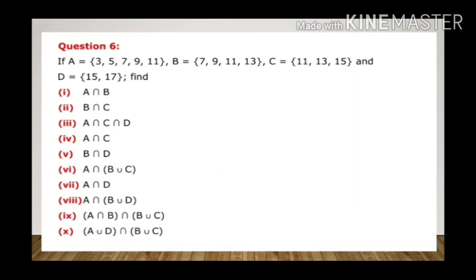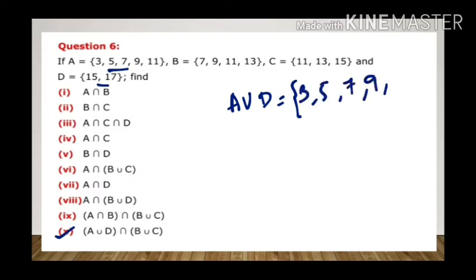Now next one, (A union D) intersection (D union C). First of all, A union D, that means the collection of all the elements of A and D. It will be 3, 5, 7, 9, 11, 15, 17.